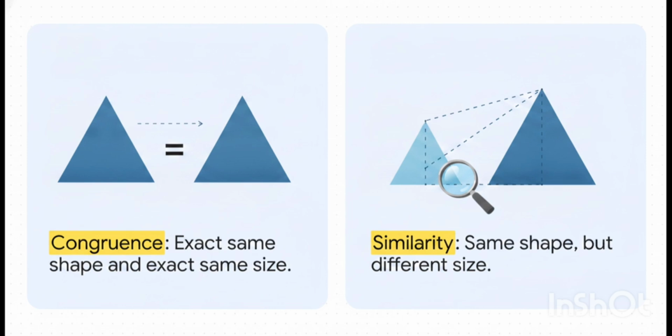But when you take one of those shapes and you simply resize it, just like zooming in on your phone, you create what we call a similar figure. So the big crucial point here is this. Similarity means the shapes are exactly the same, but the sizes are different. It's essentially just a scaled version.